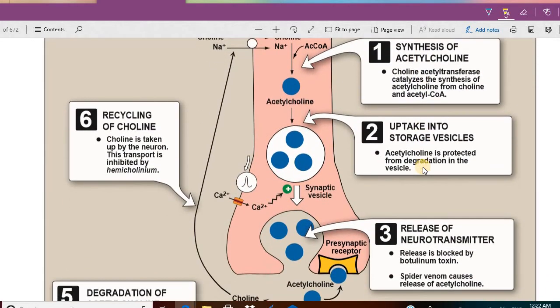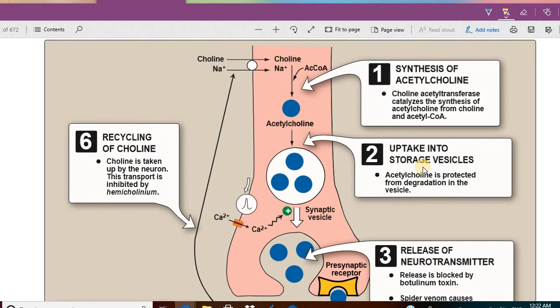So this is the picture of the whole mechanism. Number one is synthesis, in which the choline acetyltransferase catalyzes the synthesis of acetylcholine from choline and acetyl coenzyme A. Here you can see there is a choline which is entered by the co-transport of the sodium ions, and this choline in the presence of acetyl coenzyme A forms acetylcholine, and this acetylcholine in the second step is uptaken into the storage vesicles. Acetylcholine is protected from degradation in the vesicles.